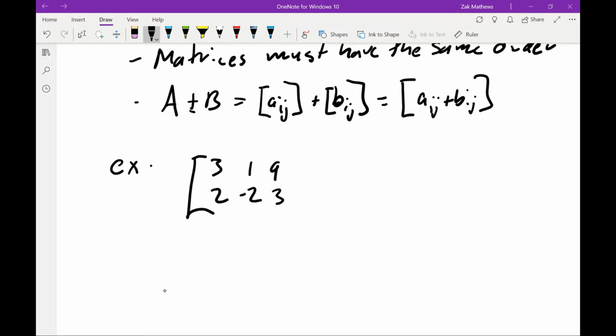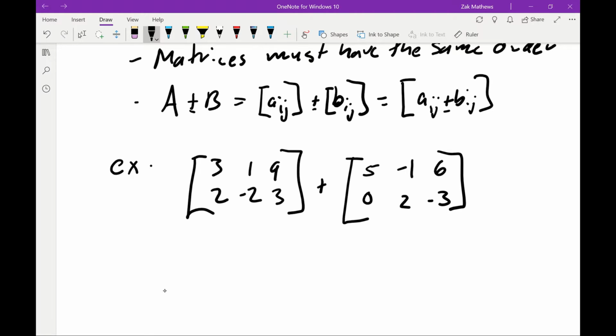And I said we could add or subtract. We just need to do whatever the operation is telling us to do. And then my second matrix, we have 5, negative 1, 6, 0, 2, negative 3. So in this case, we're adding. So clearly we're adding the elements of the matrix, and I'm going to just start with that. Make sure the orders match. We have a 2 by 3 matrix here, we have a 2 by 3 matrix here. So the orders do match, we can in fact add these things together.